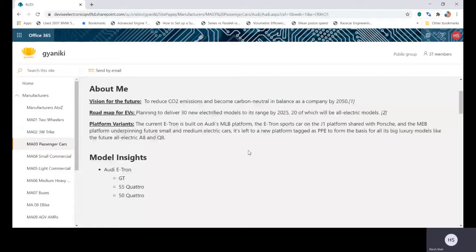I access the page, and within that page, I will see the About Me section, right, which will give an idea of where the OEM is currently at. In this case, what is their vision for the future? What is the roadmap for EVs? And what sort of platform variants they're supporting? Of course, this will be different or unique based on the OEM page that you're on.